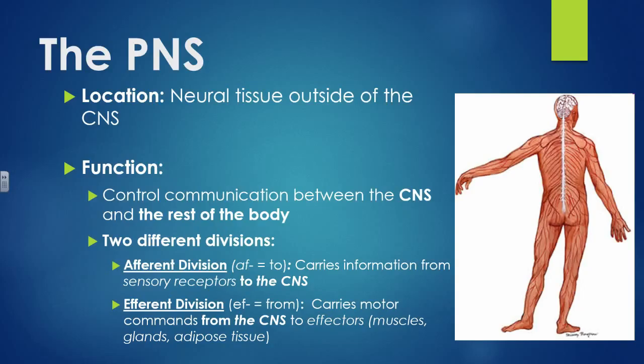So the afferent division, af being a prefix that means to, carries information from sensory receptors to the central nervous system. So that to prefix means to the central nervous system. And in contrast, the efferent division, ef being a prefix meaning from, carries motor commands from the central nervous system to effectors, so muscles, glands, adipose tissue, anything that's going to make a change in your body.